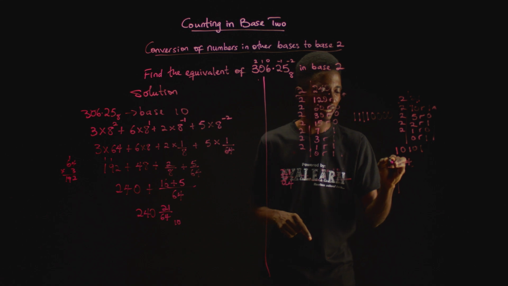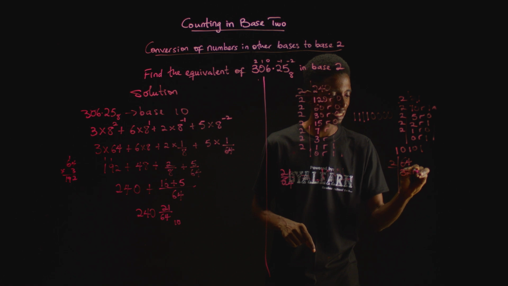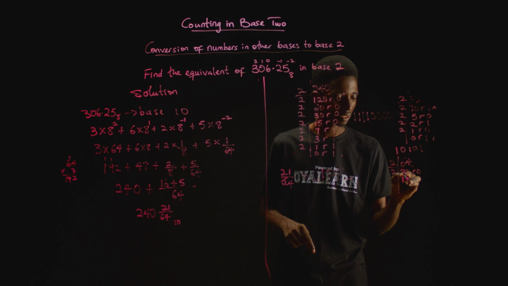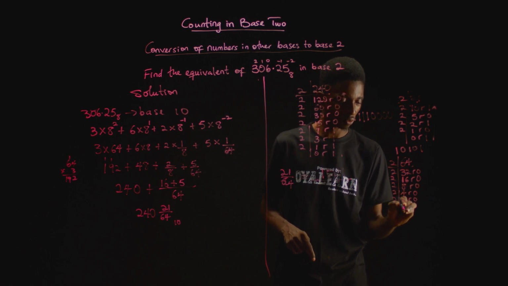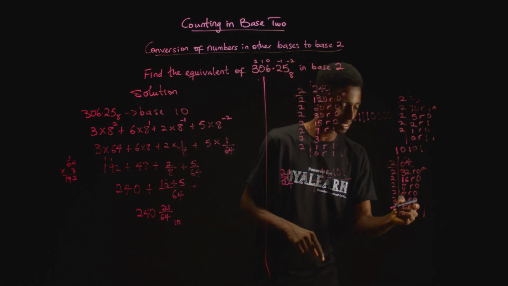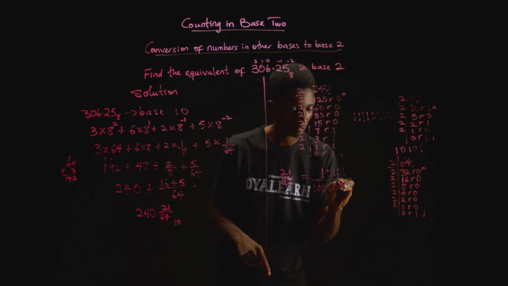64 repeated division by 2. Now this will give us 32, remainder 0. 2 in 32 is 16, remainder 0. 2 in 16, 8, remainder 0. 2 in 8, 4, remainder 0. 2 in 4 is 2, remainder 0. 2 in 2 is 1, remainder 0. And then 2 in 1 is 0, remainder 1. So let's write this upward. That is, we'll have 1. And then how many zeros? 1, 2, 3, 4, 5, 6.